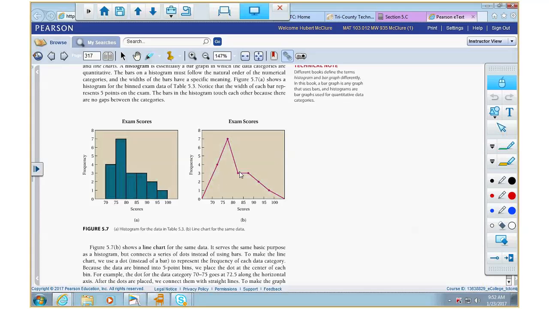This is a line chart. Same as bar chart, except it doesn't cover as much area. Okay?